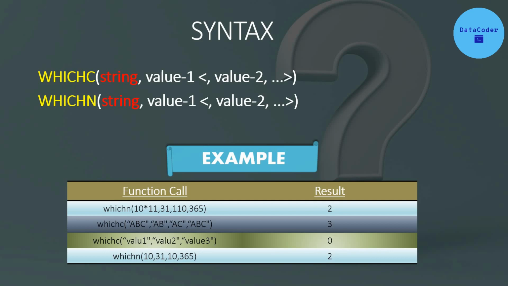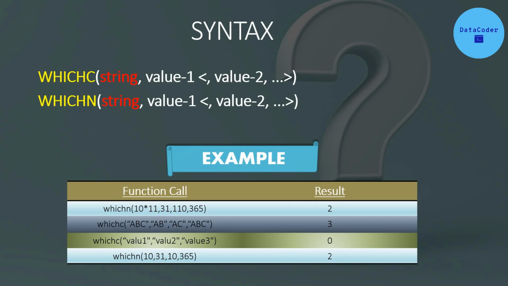Next is WHICHC, ABC, then we have the values AB, AC, ABC, and ABC is the string we are searching for, and ABC is present in the fourth argument. That means the index point is 3, because the index point is counted from the second argument.